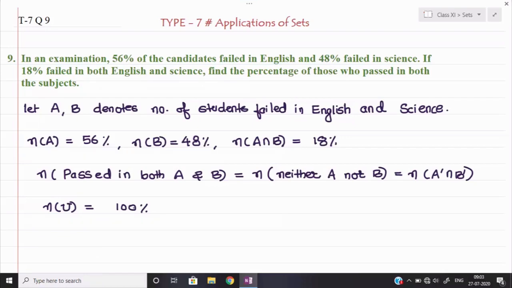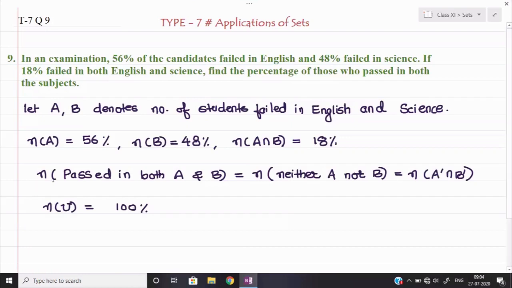We can say that 100% will denote here the value of n of U, because 100% can't come in the category of A union B, because some of the persons are coming outside A and B also. In A and B only those persons are there who have failed, but here some of the persons have passed also. So in A union B will come only failed students, and in the universal set it will come failed as well as passed students. So n of U will be 100% here. Now we shall pay attention to the required things.